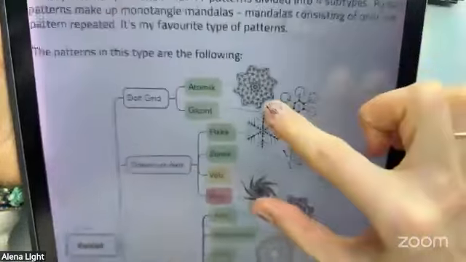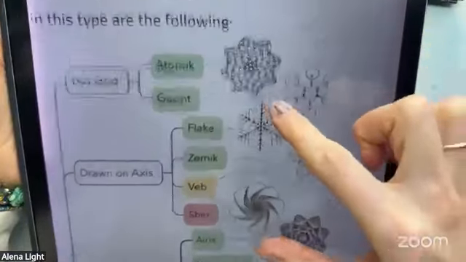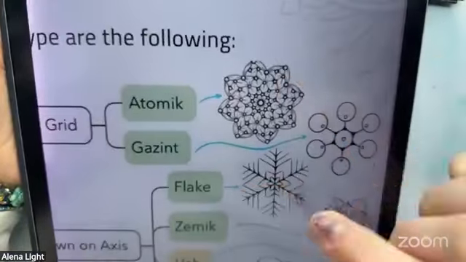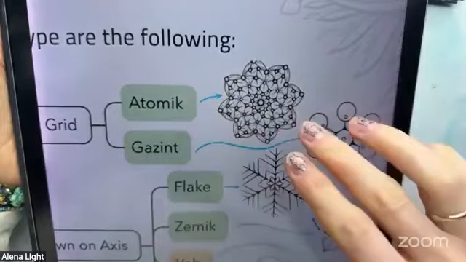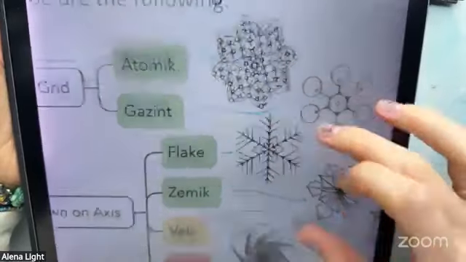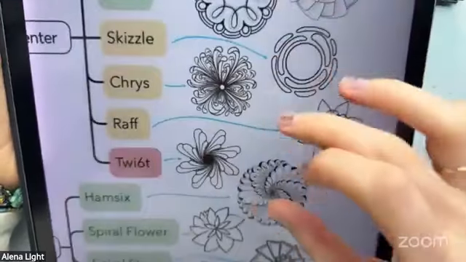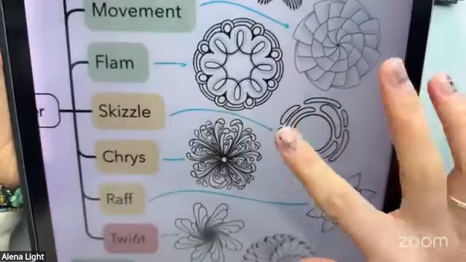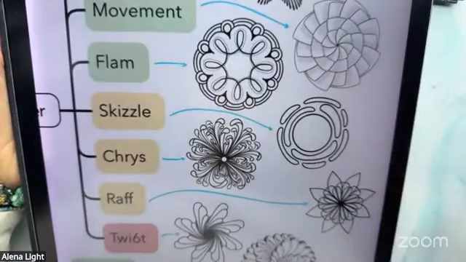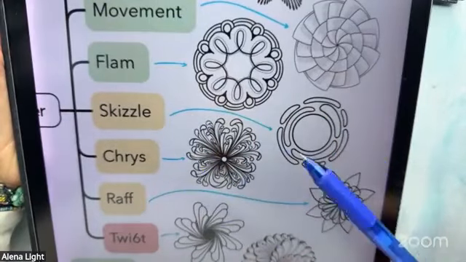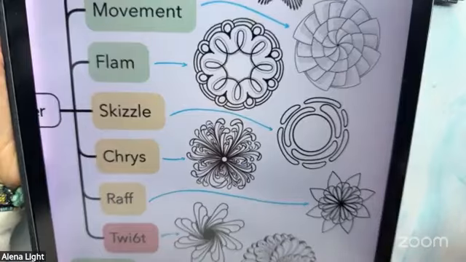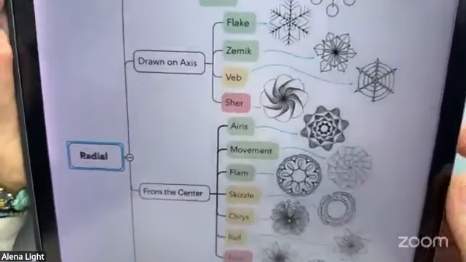So these are our buttons for today. The first one is atomic. This one. The second one is that one, sizzle. Yeah, sizzle. And the third one is a leaf.